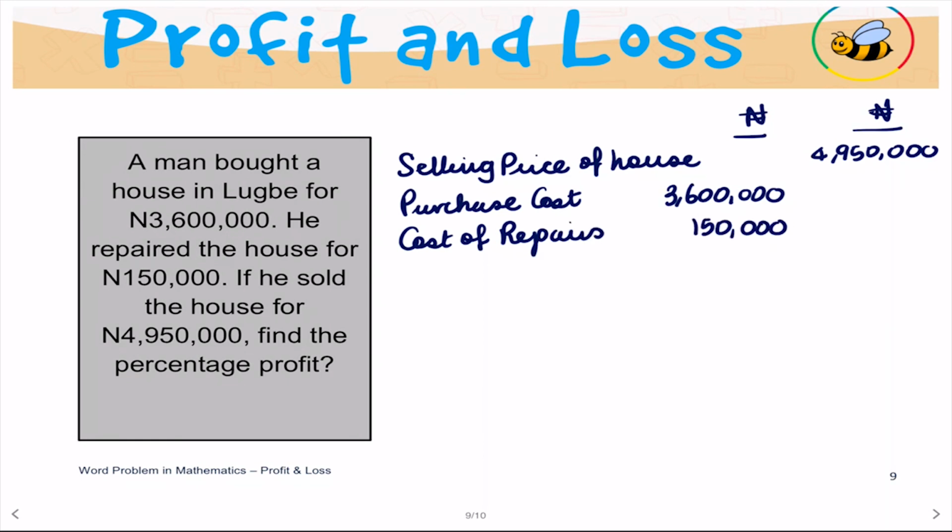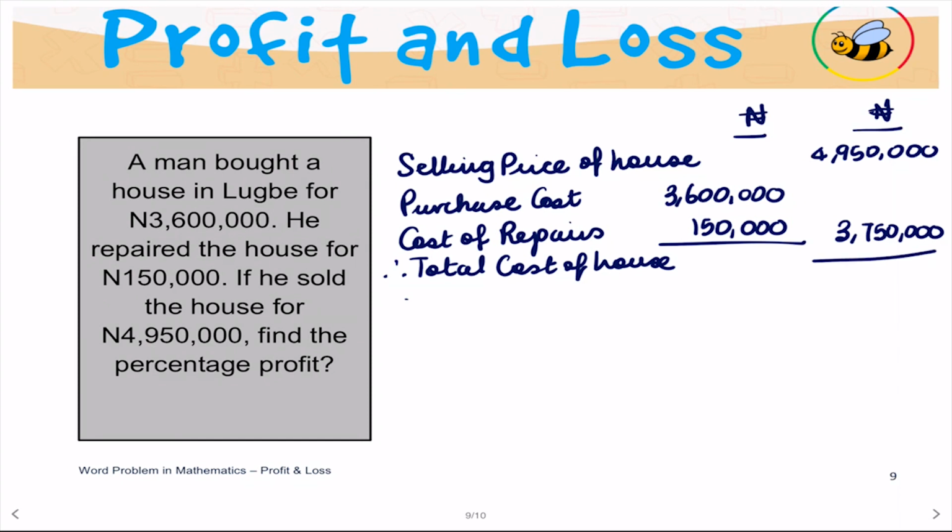150,000. So it means that the total cost of house, which is the sum of these two things, 3,750,000, it means that the profits that he has made is exactly 1,200,000 naira.